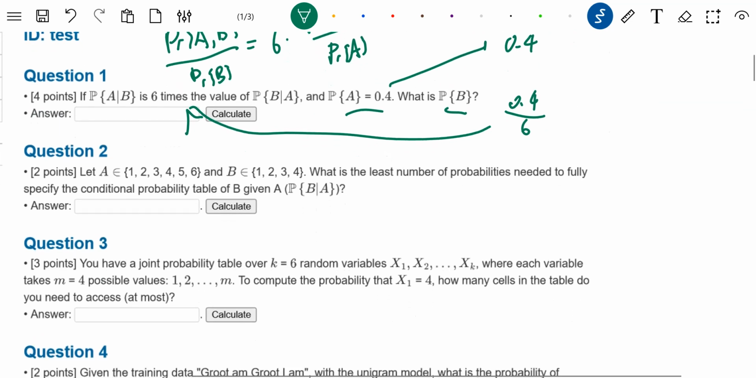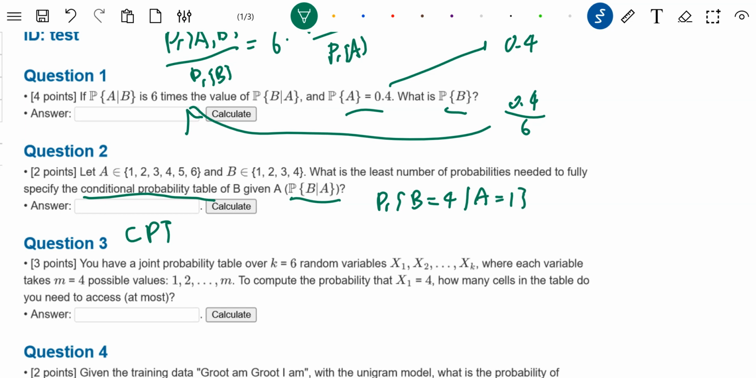And the next question is about the conditional probability table, or CPT, if we're talking about the Bayesian network. The question is, if we want to store the information about B given A, how many numbers do we need? So we need to know the relationship between some of these. In particular, if we want to compute the probability of B being 4, given A is fixed at 1, the question is, how does this relate to the other probabilities?